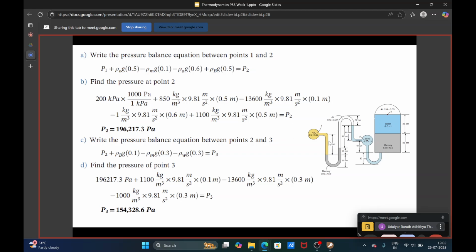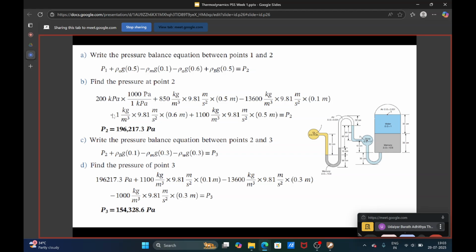Then your brine density is 0.85 specific gravity, so density will be 0.85 times the density of water, which is 1000. So we get 850, then g into 0.5. Similarly, mercury is 13.6, so we get 13,600 into g into h, the mercury column height. For air the specific gravity is 10 power minus 3, so density of air is 1. And brine is 1.1, so 1100. So you get P2 as 196,217.3 Pascal, which is 196.2 kilopascal.